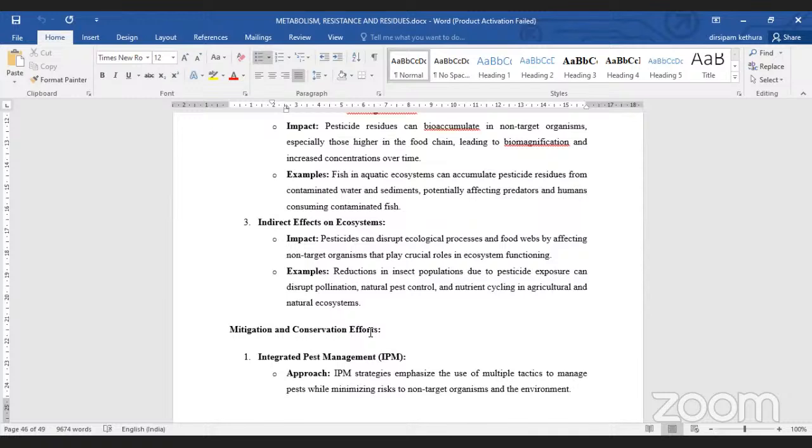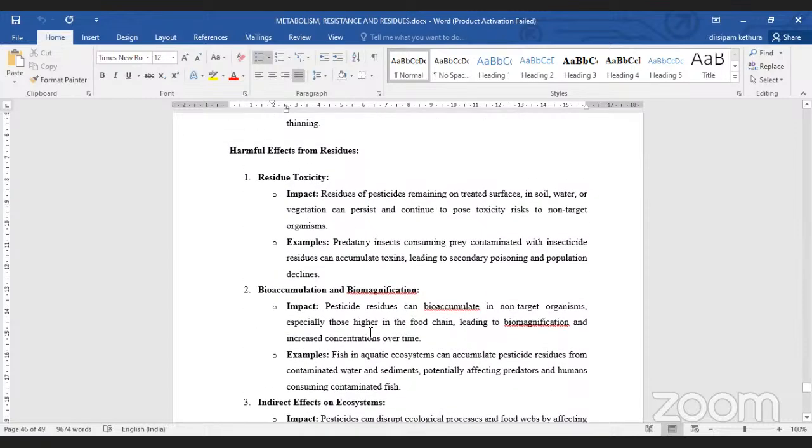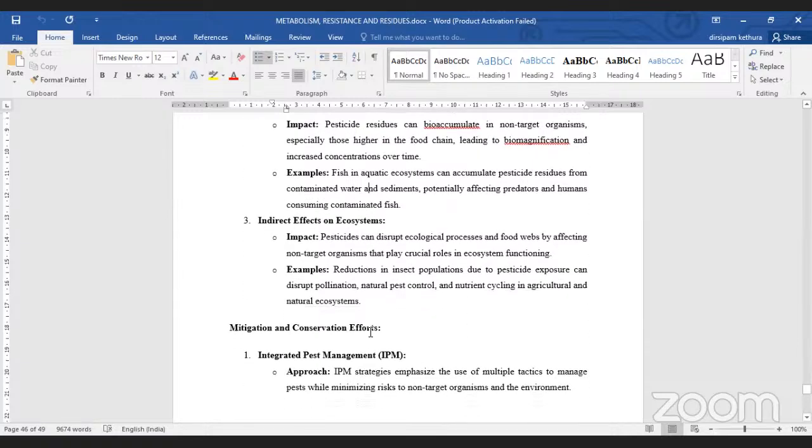All these are the three different types of harmful effects from the residues. Under this, we have studied three important things. The first one is residue toxicity, the second is bioaccumulation and biomagnification, and the third one is indirect effects on ecosystem.